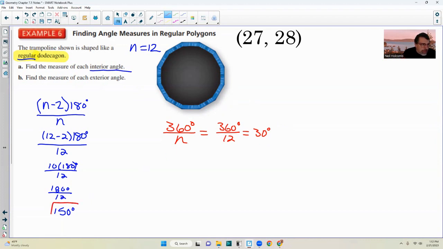And the other way we could have done it is we know it's going to be supplemental to the interior angle. And 150 plus 30 is 180 degrees. So these are the answers to our two problems.